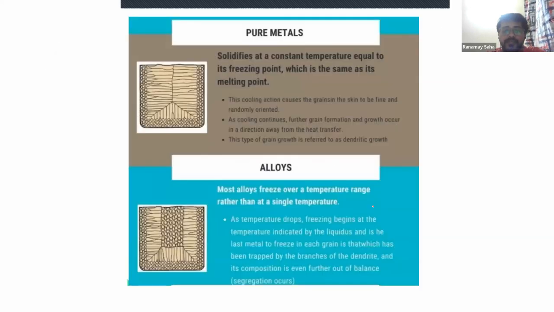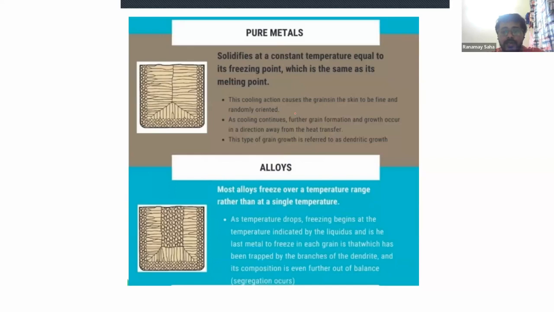So if you look at it, pure metal solidifies at a constant temperature, which equals its freezing point. It's the same as the melting point. However, in case of alloys, we find a range of temperature rather than a single temperature for the alloy to freeze. The cooling action causes the grains in the skin to be fine.